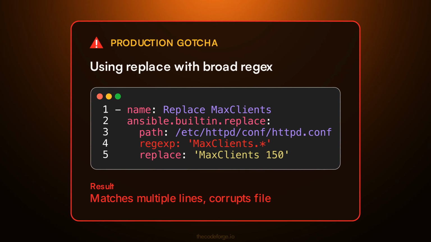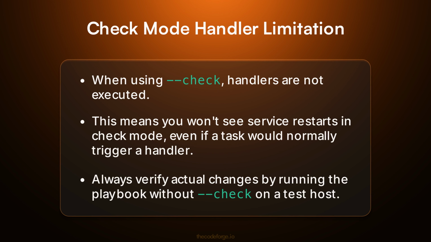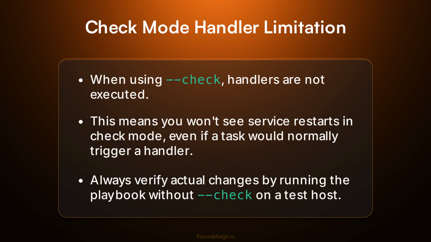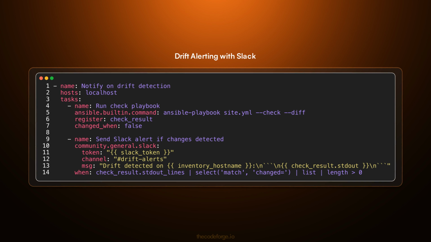Don't use the replace module with a regex that could match multiple lines. You'll corrupt the file. Always use lineinfile with a specific regex that matches exactly one line. When using check, handlers are not executed. This means you won't see service restarts in check mode, even if a task would normally trigger a handler. Always verify actual changes by running the playbook without check on a test host. To alert on drift detection, use the community.general.slack module to send a message when check reports changes. This example runs a check playbook and notifies a Slack channel if any changes are detected.